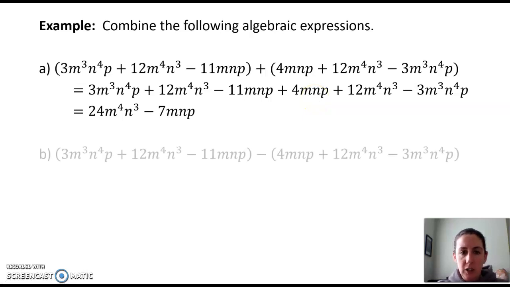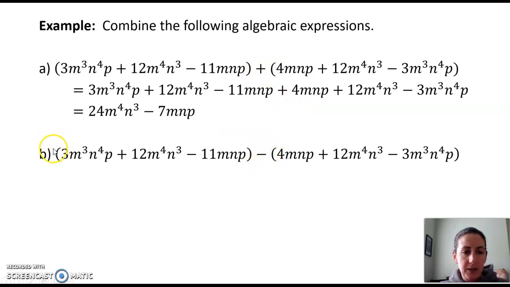Now, let's look at the same example, except instead of adding, we'll subtract. Still, there's nothing to distribute out here, so we can drop these parentheses, but here we are subtracting. There are a couple ways of looking at this. You can say that is subtracting, so you need to subtract each of the values. You need to subtract the 4 mnp, subtract the 12 term, and subtract the negative 3 term. You can pretend like there's a 1 here, and you can distribute the negative 1 and multiply by negative 1 to each of these terms.